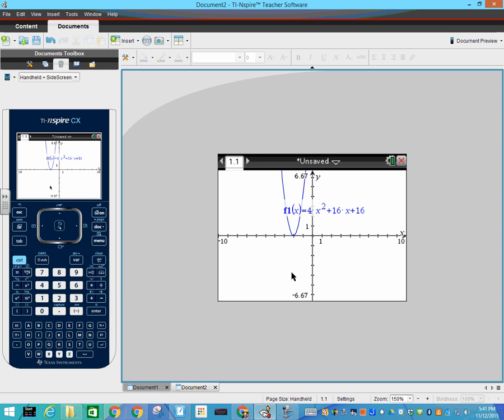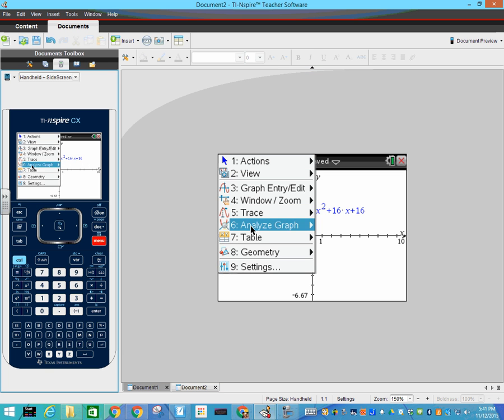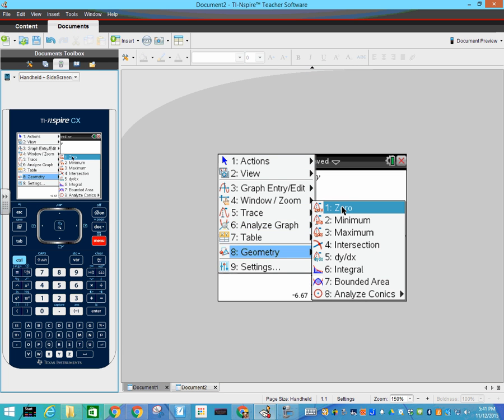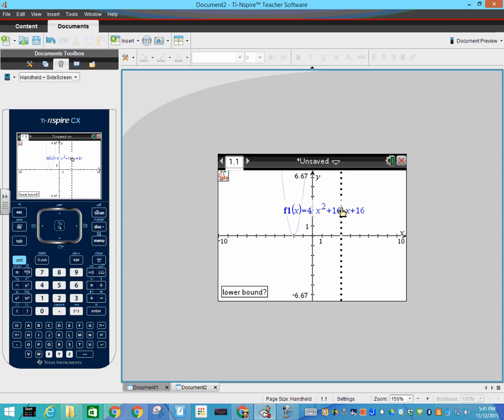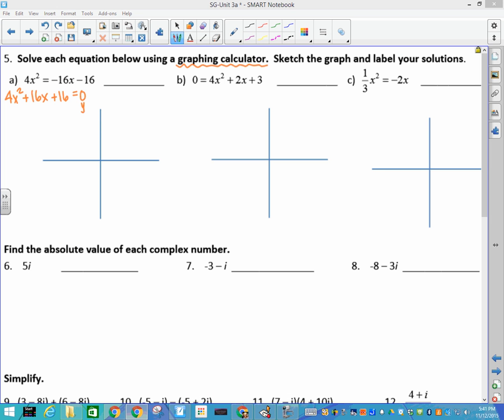The other way, if you don't want to look at it that way, or you want to be absolutely sure, you hit Menu, hit Analyze, and we're going for the 0. And remember, we do the lower bound and the upper bound, and it tells us that our 0 is at negative 2, 0. So I'm going to go back to mine.